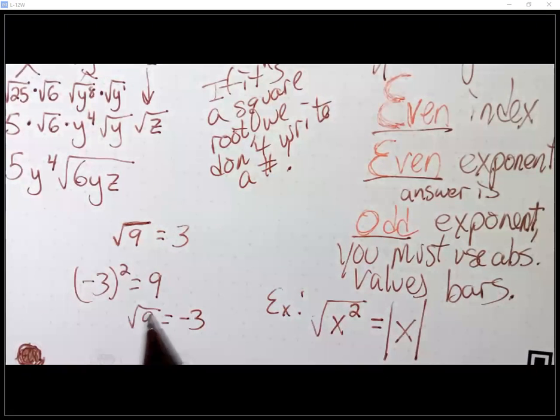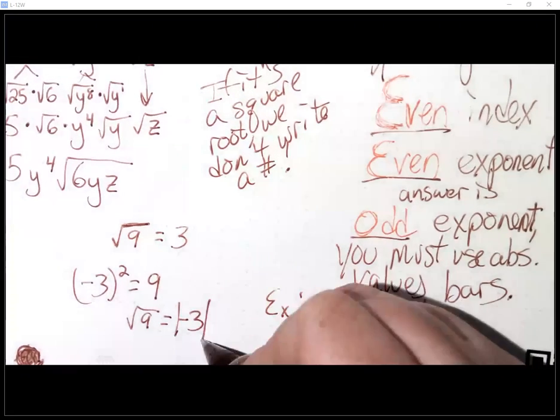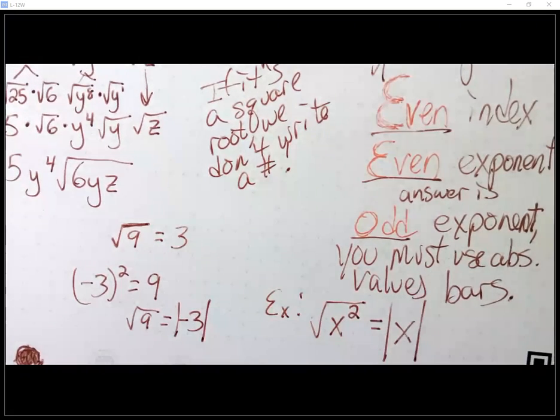I'm doing x squared in there, right? So I have an even, and it comes out as an odd. If I put the absolute value bars around it, now it's a true statement, because the absolute value of negative 3 is positive 3, and I haven't violated anything. It's a little annoying rule to get used to, but once you get it, it's not so bad. Even, even, odd.